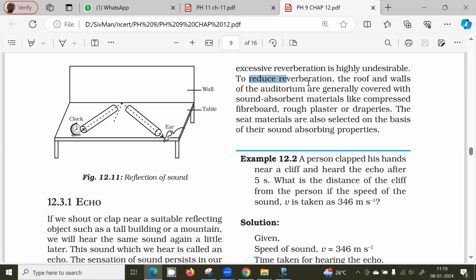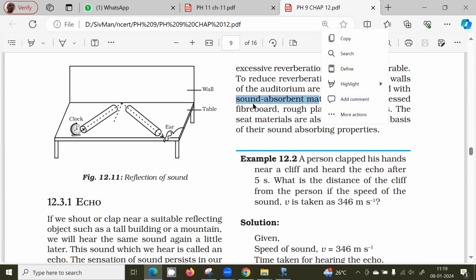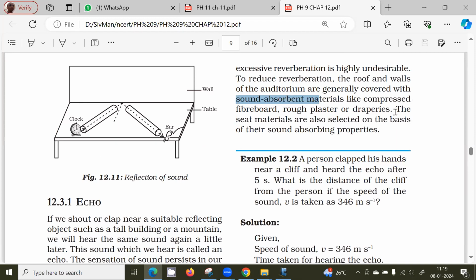Sir, to reduce reverberation, the roof and walls of the auditorium are generally covered with sound absorbent materials, so the reflected sound is less, like compressed fiber board, rough plaster or back, 3PS.